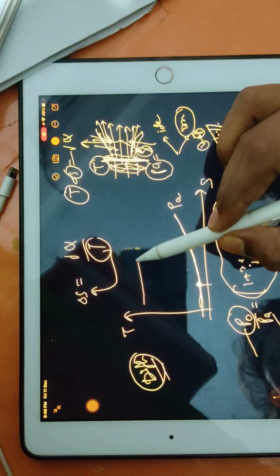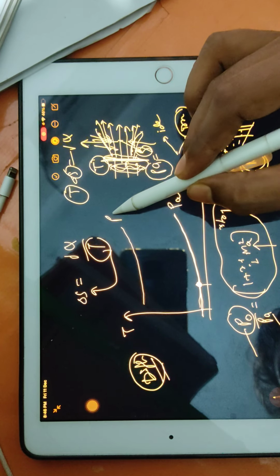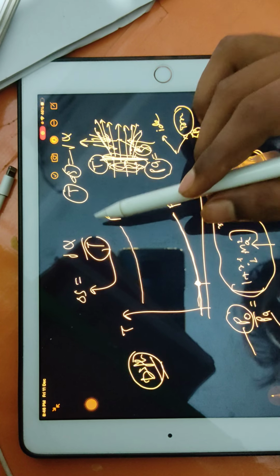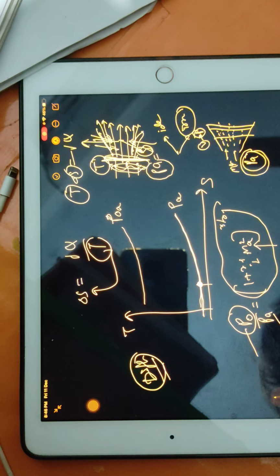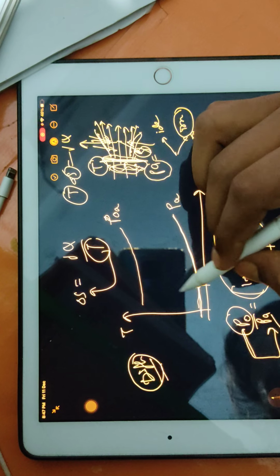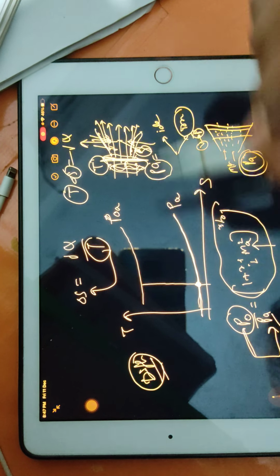That total pressure you will draw here, because this total pressure is higher than PA. So P naught you can draw here. Now this P naught you can call P naught A. Why? Because it is the total pressure for PA. One more thing: you will draw one straight line like this.